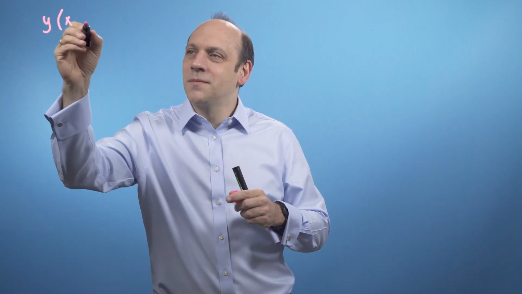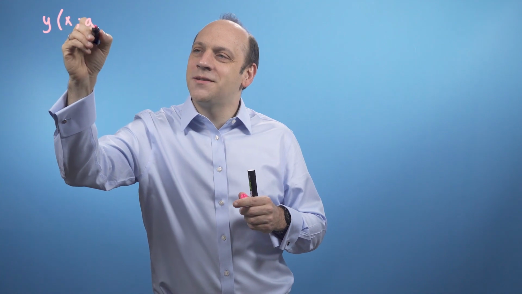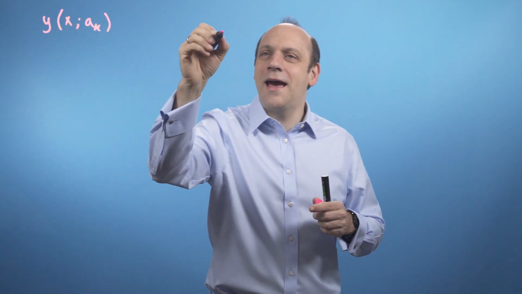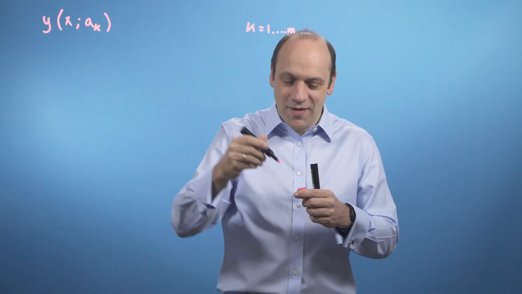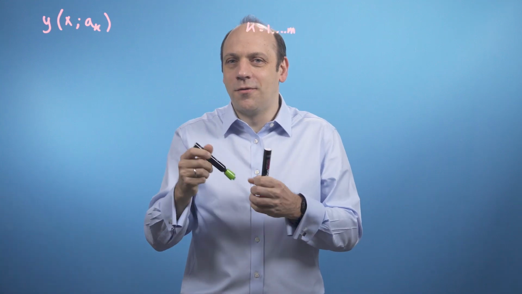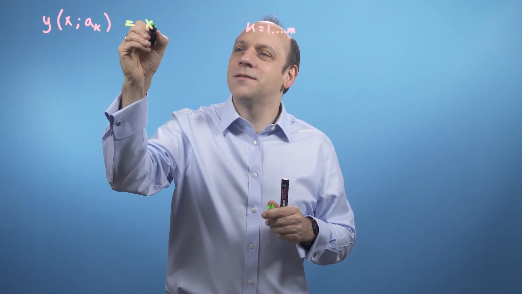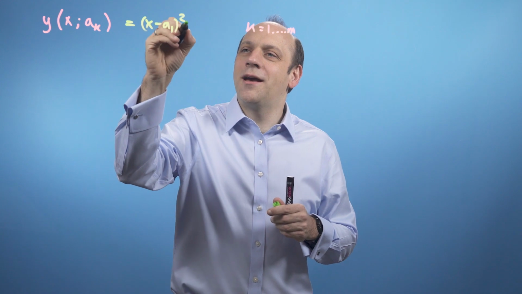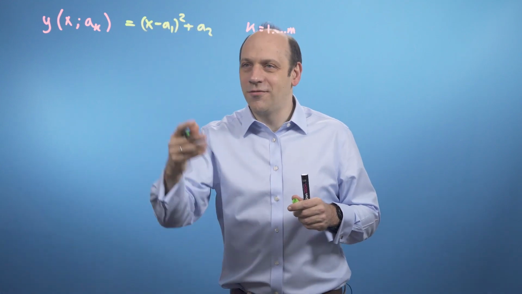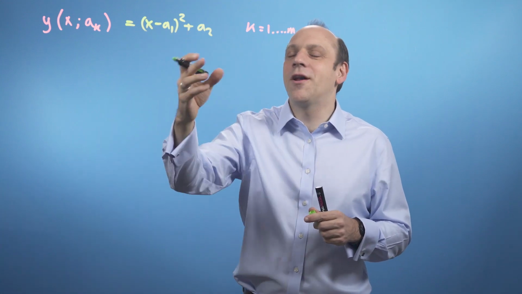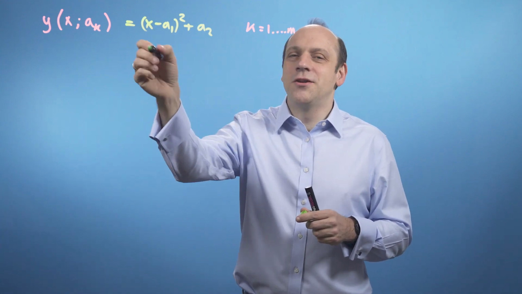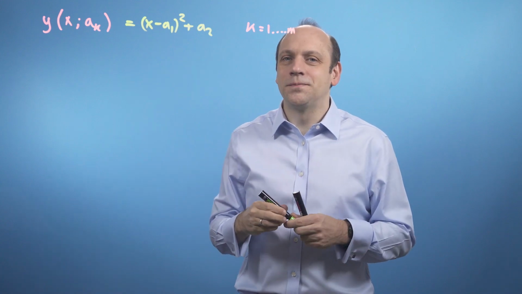So let's say we have a function y of some variable x, and that function has parameters in it, ak, where k goes from 1 all the way up to m. So there's m of these a's. So for example, we could have x minus a1 squared plus a2. That would be an example of some function y. This function isn't linear in a1, notice. If I double a1, I don't double the function. So it's a non-linear least squares we're going to do.